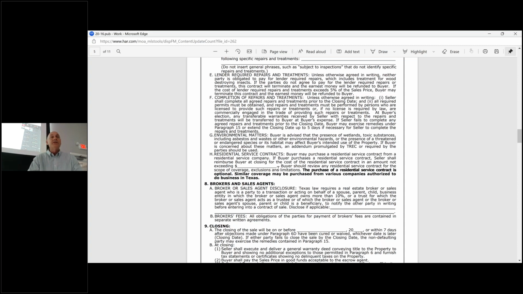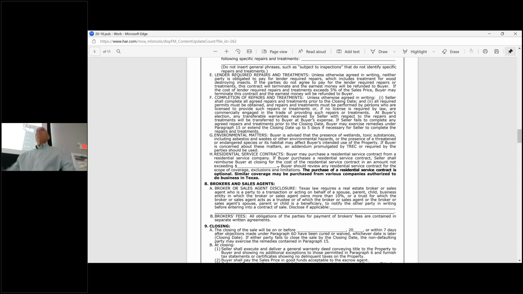Okay, completion of repairs and treatments. I do want to read this because this shows up all the time. Agents violate the law because they don't understand this paragraph. Let's read it. Unless otherwise agreed in writing, seller will complete all agreed repairs and treatments prior to the closing date, and all required permits must be obtained, and, listen carefully, repairs and treatments must be performed by persons who are licensed to provide such repairs or treatments, or if no license is required by law, are commercially engaged in the trade of providing such repairs or treatments.